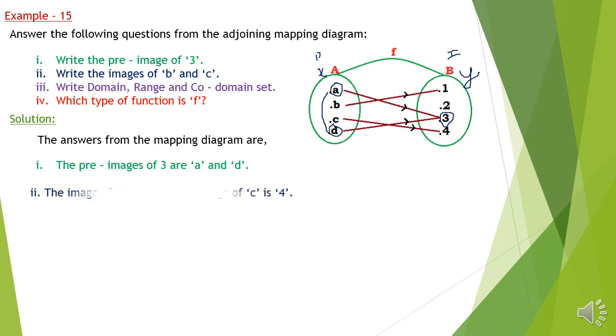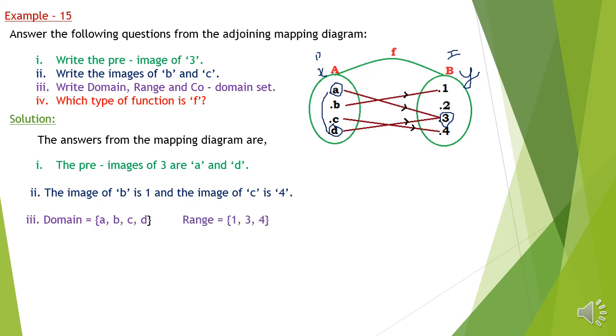Now the next one is image of b is 1. Write the image of b and c. Now b is a pre-image, so its image is 1, and c is a pre-image, its image is 4. Domain is a, b, c, d. The entire set A is domain because a, b, c, d. It is a function, so for it to be a function, every element must have a unique image in set B. So the entire set A is domain.